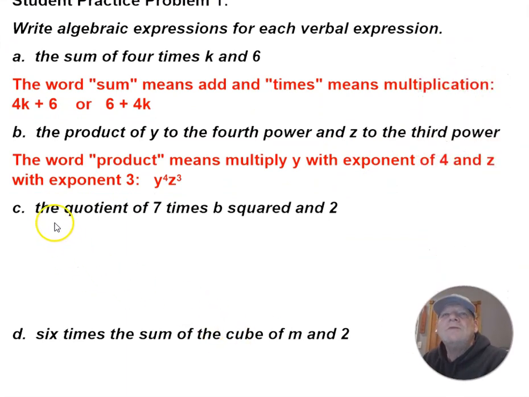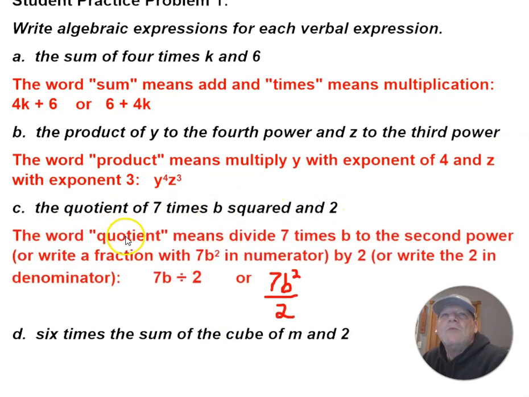1c. The quotient of 7 times b squared and 2. The word quotient means divide. So it's going to be 7 times b to the 2nd power, or you can write a fraction, 7b squared in the numerator, and then divide it by 2 or write 2 in the denominator.